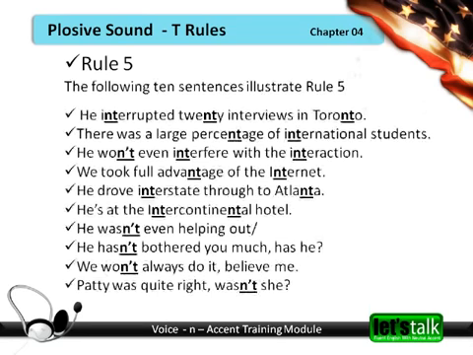He interrupted 20 interviews in Toronto. There was a large percentage of international students. He won't even interfere with the interaction. We took full advantage of the internet. He drove interstate through to Atlanta. He's at the Intercontinental Hotel. He wasn't even helping out. He hasn't bothered you much, has he? We won't always do it, believe me. Patty was quite right, wasn't she?